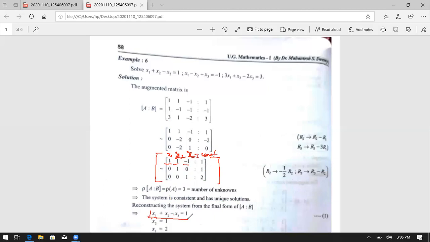Okay. Next line, 1 is there, that is x2. Means 1x2, with x3 is 0 and x1 is 0. Only x2 is equal to 1. Then the third equation, x3 is equal to 2. I write here x2 is equal to 1, x3 is equal to 2.